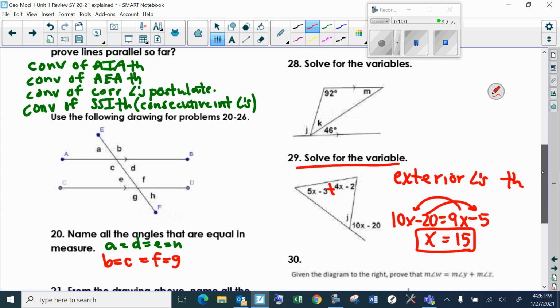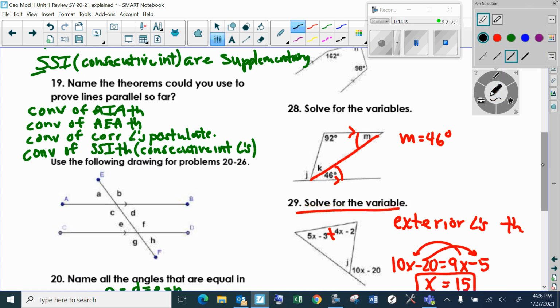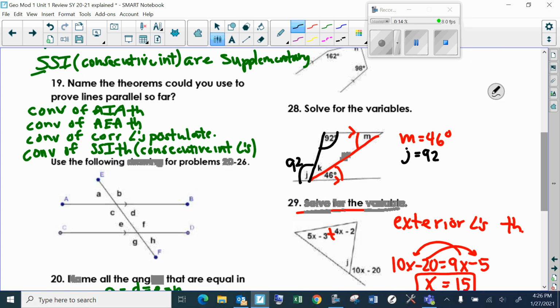All right, let's go ahead and go back up here now. Here we have parallel lines because we have our arrows from there, cut by a transversal. Alternate interior angles are therefore congruent. So M equals 46. I told you the most popular one with parallel lines cut by a transversal is the alternate interior angles theorem. Here we have parallel lines cut by this transversal right here. So alternate interior angles are congruent. So J equals 92. So we know 92 there. We have 46 here. Okay.